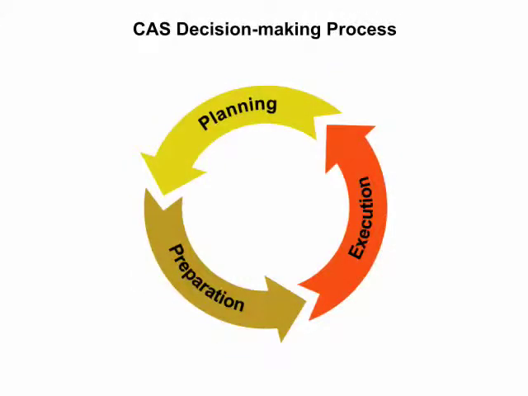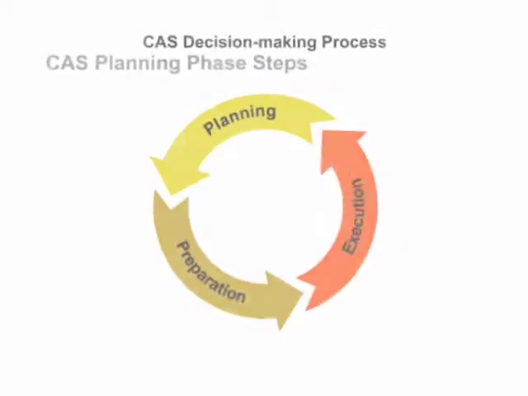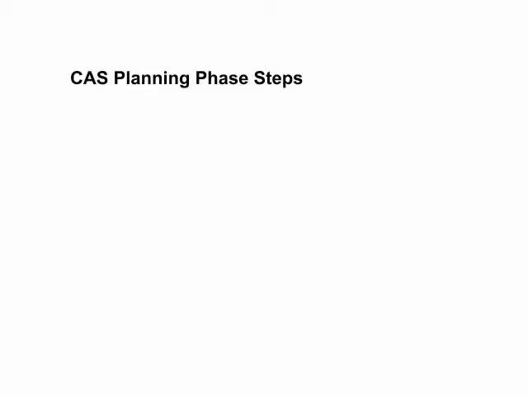The CAS decision-making process assists the commander and staff in developing the CAS portion of a fire support plan, and is a continuous three-phase cycle, planning, preparation, and execution, that has been tailored for joint fire support and focused specifically on CAS. The 5 steps in the CAS planning phase are 1.